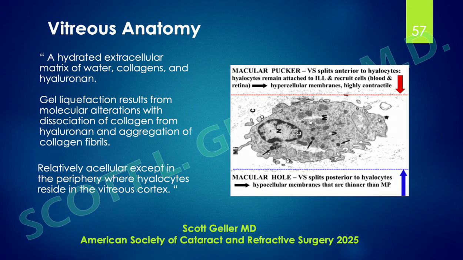Well, most of us look at the vitreous all the time, but there's a classic definition of vitreous anatomy. This was done by a book by a well-known vitreous surgeon on the west coast of the United States. He stated it was a hydrated extracellular matrix of water, collagens, and hyaluron. The gel liquefaction results from molecular alteration with dissociation of collagen from hyaluron and the aggregation of collagen fibrils.